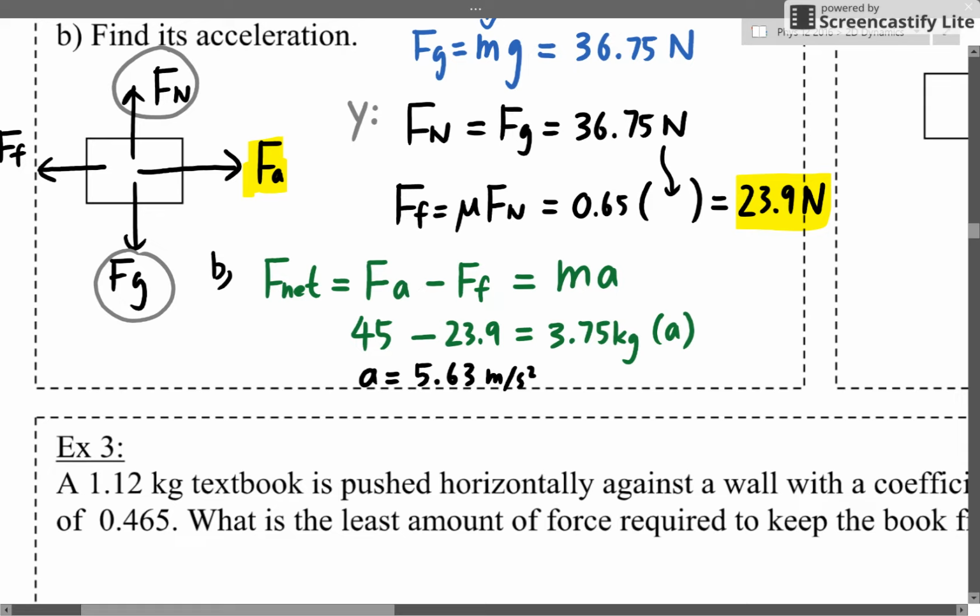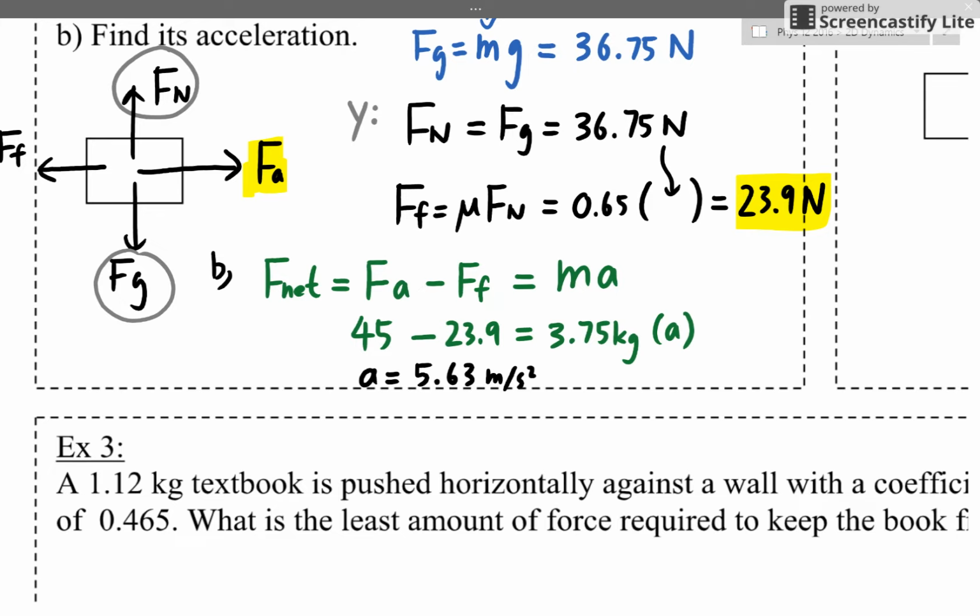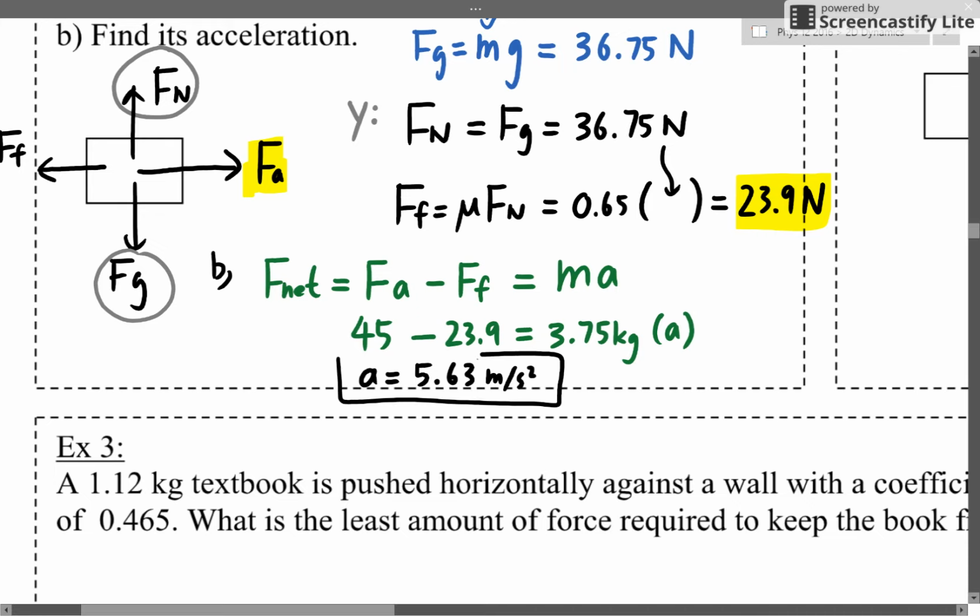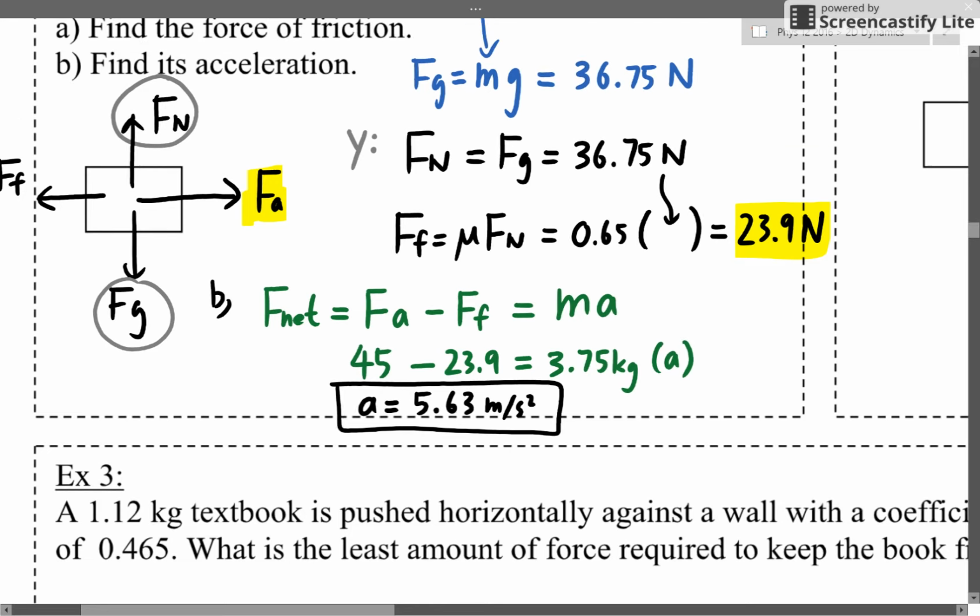Okay, now since I don't know the direction for this one because they didn't say which way they're pushing the box, I randomly say it's right hand side, but that's my guess. There we go. So that's your acceleration. Okay, pretty easy, right? For the first example.